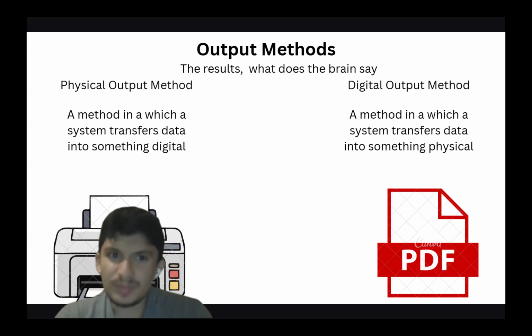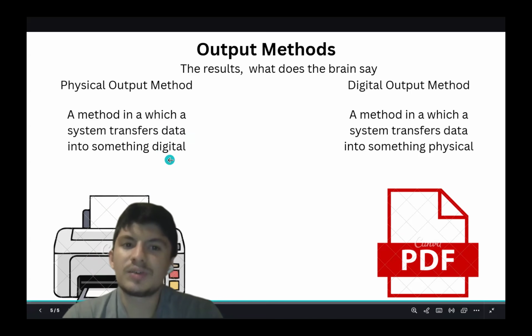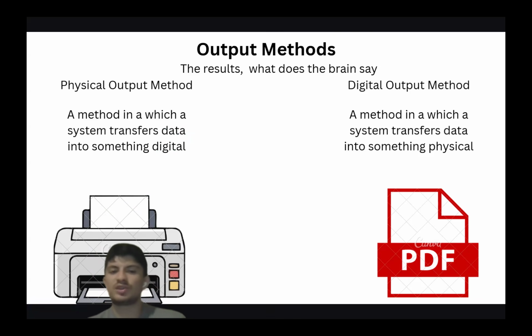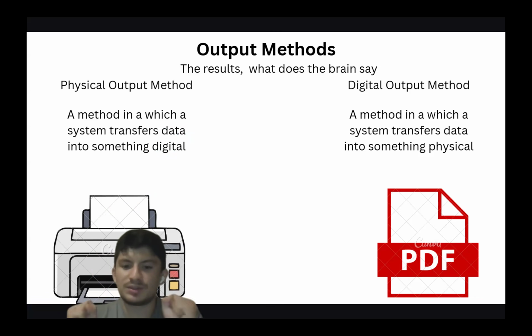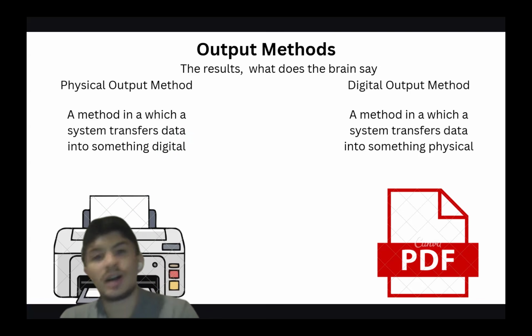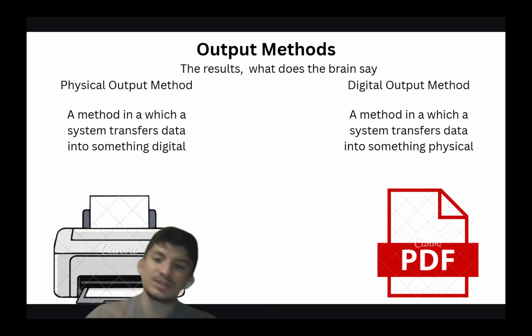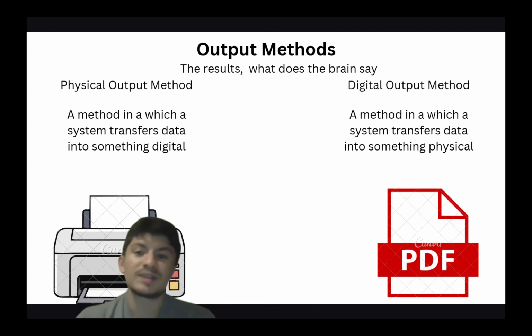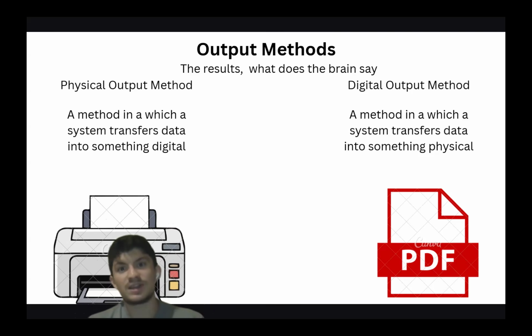But the physical output method is when a system transfers data into something physical, such as a printer. You enter data into the printer, and the printer prints out paper. It's something physical. While a digital output method is a method in which the computer transfers data into something digital, such as transforming text into a PDF file.